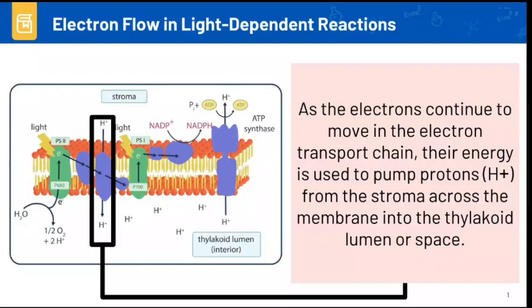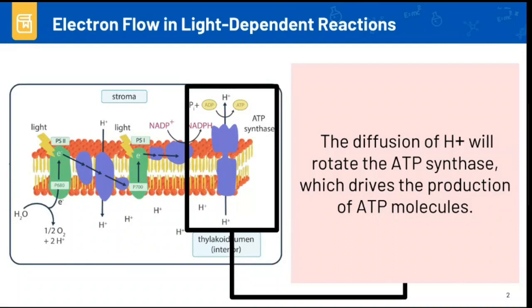Ayan. Now, for this ATP synthase, okay, it is a transmembrane protein that is also an enzyme for ATP synthesis. Now, the diffusion of your hydrogen will rotate the ATP synthase, okay, which drives the production of your ATP molecules. Okay, these ATP molecules will be used in the next phase of your photosynthesis. And the oxygen is either used in the plant's respiration or released in the environment. Okay?